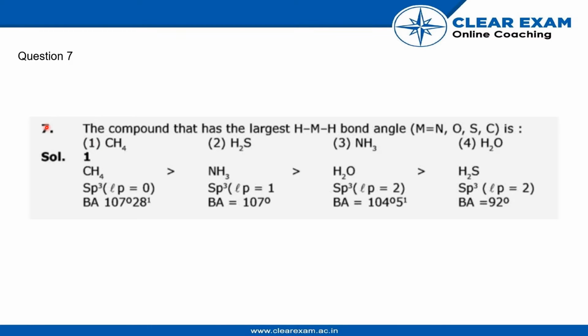Hello everyone. So the question is: the compound that has the largest HMH bond angle. Here M stands for nitrogen, oxygen, sulfur and carbon as per the option. So the options we have here are CH4, H2S, NH3 and H2O. In order to find the bond angle between the compounds, we check two factors. First is hybridization between the atoms and the second is number of lone pairs.